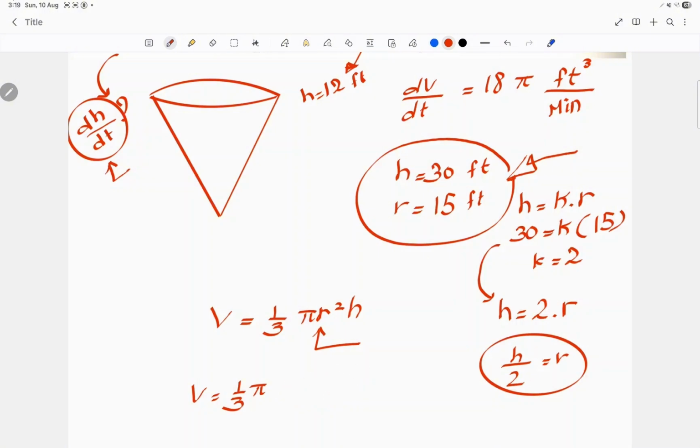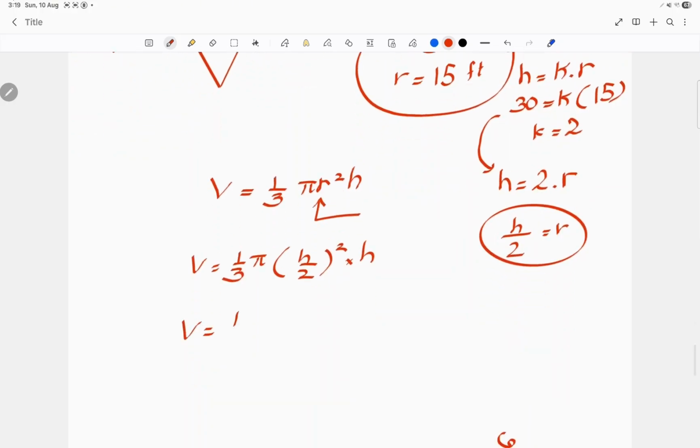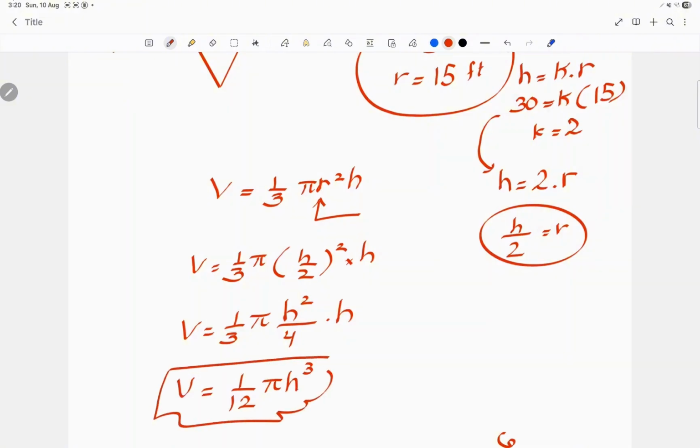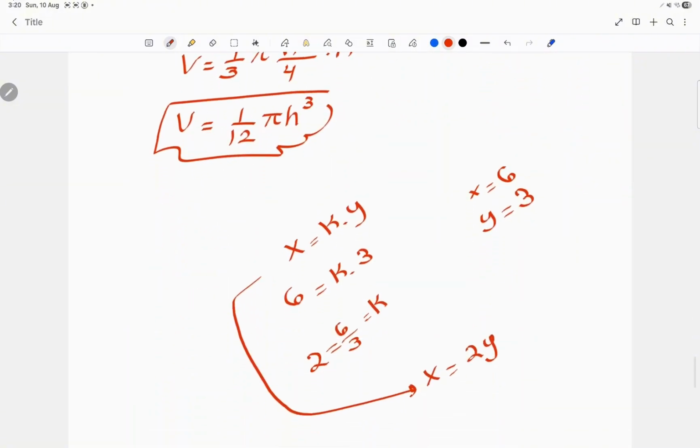We have the h. So the r, put h over 2 squared times h. So now volume is equal to 1/3 of pi h squared over 4 times h. So volume is equal to 1/12 pi h cubed. Where did you get 1/12 from? Because 3 and 4 are both in the bottom. Now we have the equation for the volume. Now what do you do with it? Now you can differentiate this equation.